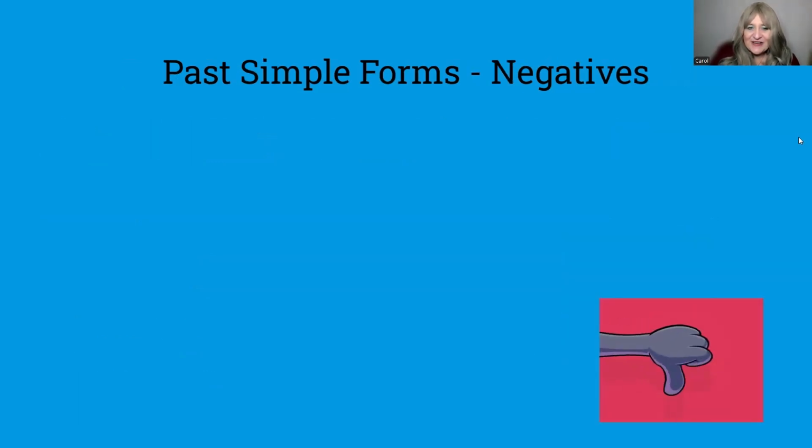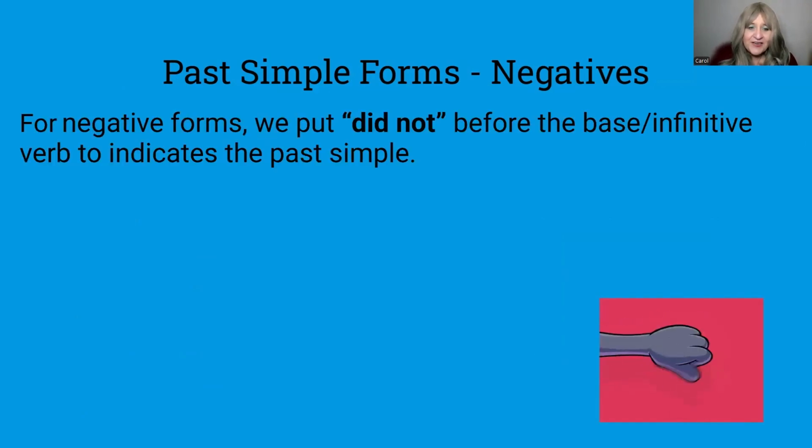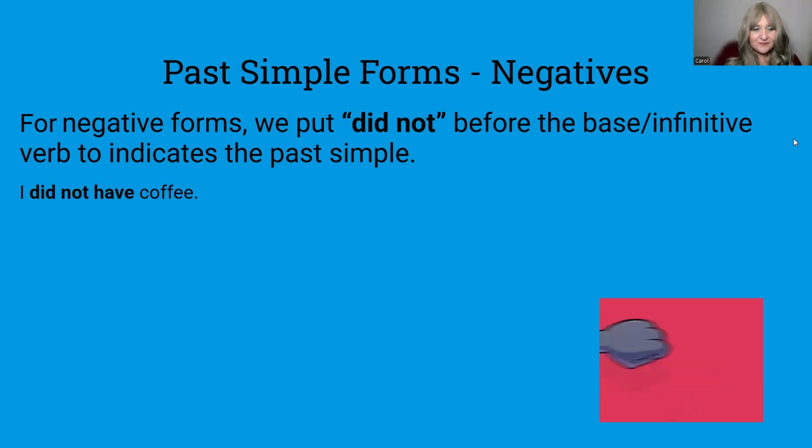Okay, so past simple forms in the negative. So for negative forms, we put did not before the base form of the verb to indicate the past simple. So remember in the last slide, I said we only use the irregular form for statements. So here with negative sentences, we don't use the irregular form, we use the base form. Let's have a look at some examples.